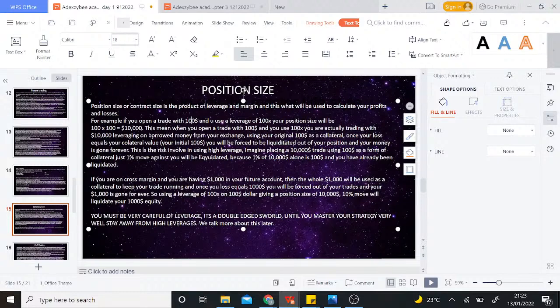So using your original $100 as collateral, once your loss equals your collateral value, that's your initial $100, you will be forced to be liquidated out of your position, and your money is gone forever.